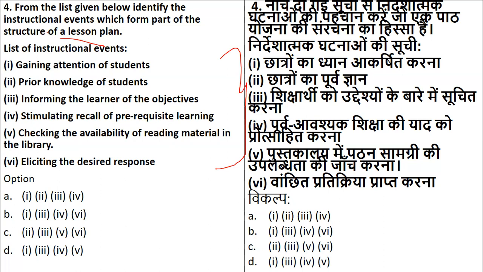So these are the events out of which some will be a part of a lesson plan. Gaining attention of students, prior knowledge of students, informing the learner of objectives, stimulating the recall of prerequisite learning, checking the availability of material, and eliciting the desired response. So please go through it one by one once again.